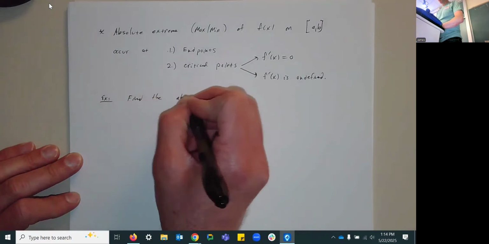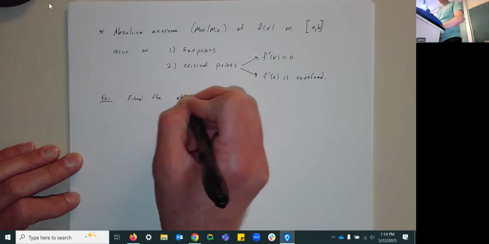So here's what we're going to do. We're not going to graph it. Well, we are going to graph it, just not right away. We're going to look at the endpoint, and we're also going to look at any critical points. So we're going to find the critical points by taking the derivative, which in this case is 3x squared minus 12x.